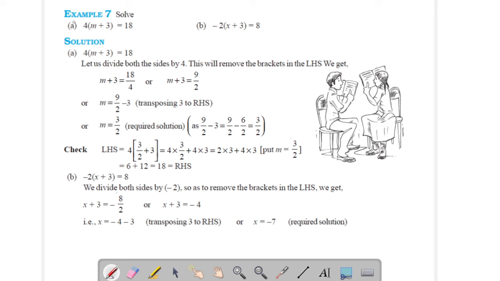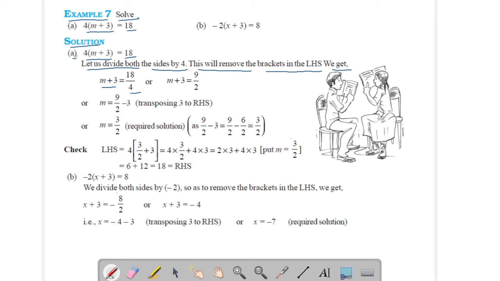Say example 7. Solve part A: 4 within the bracket m plus 3 equal to 18. See the solution. Here let us divide both sides by 4. This will remove the bracket in the left hand side. We get m plus 3 equal to 18 upon 4.